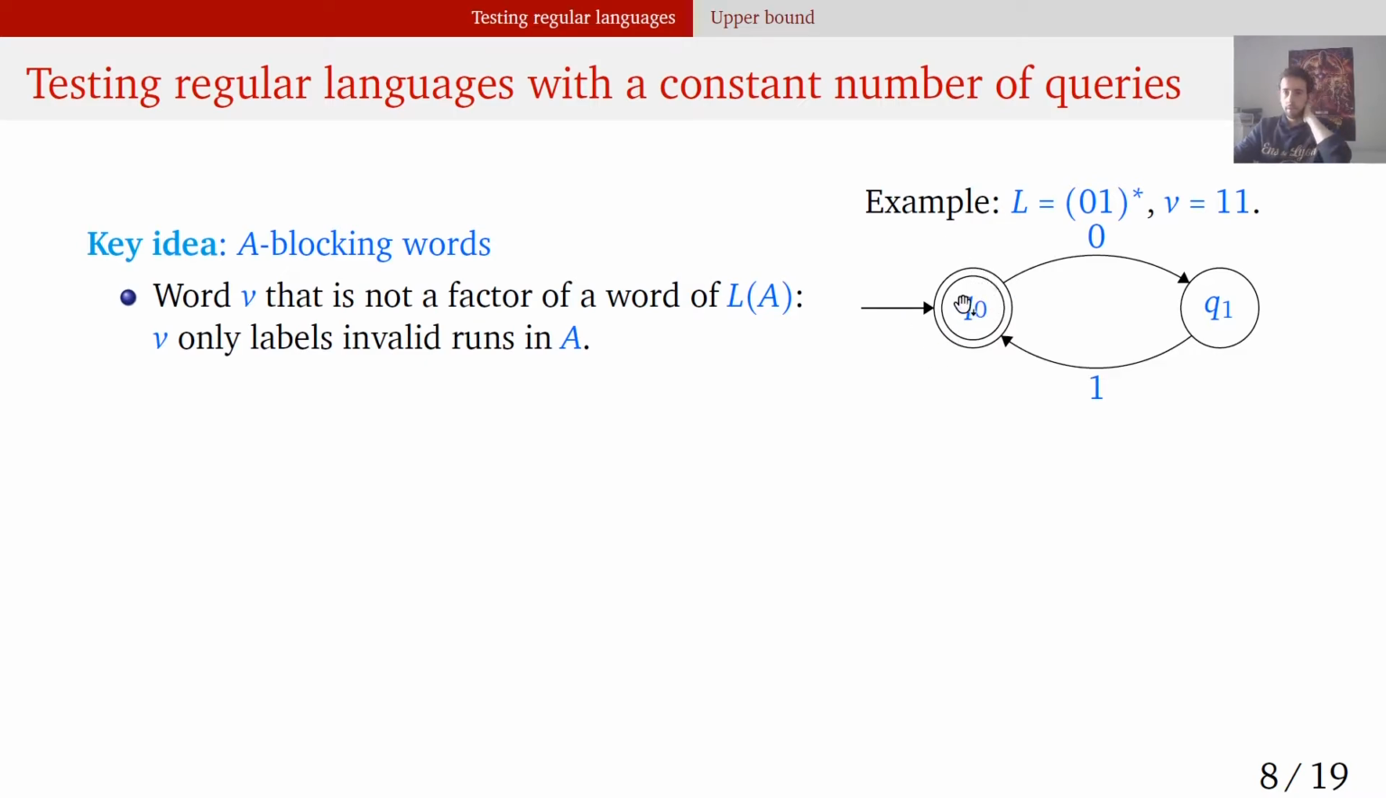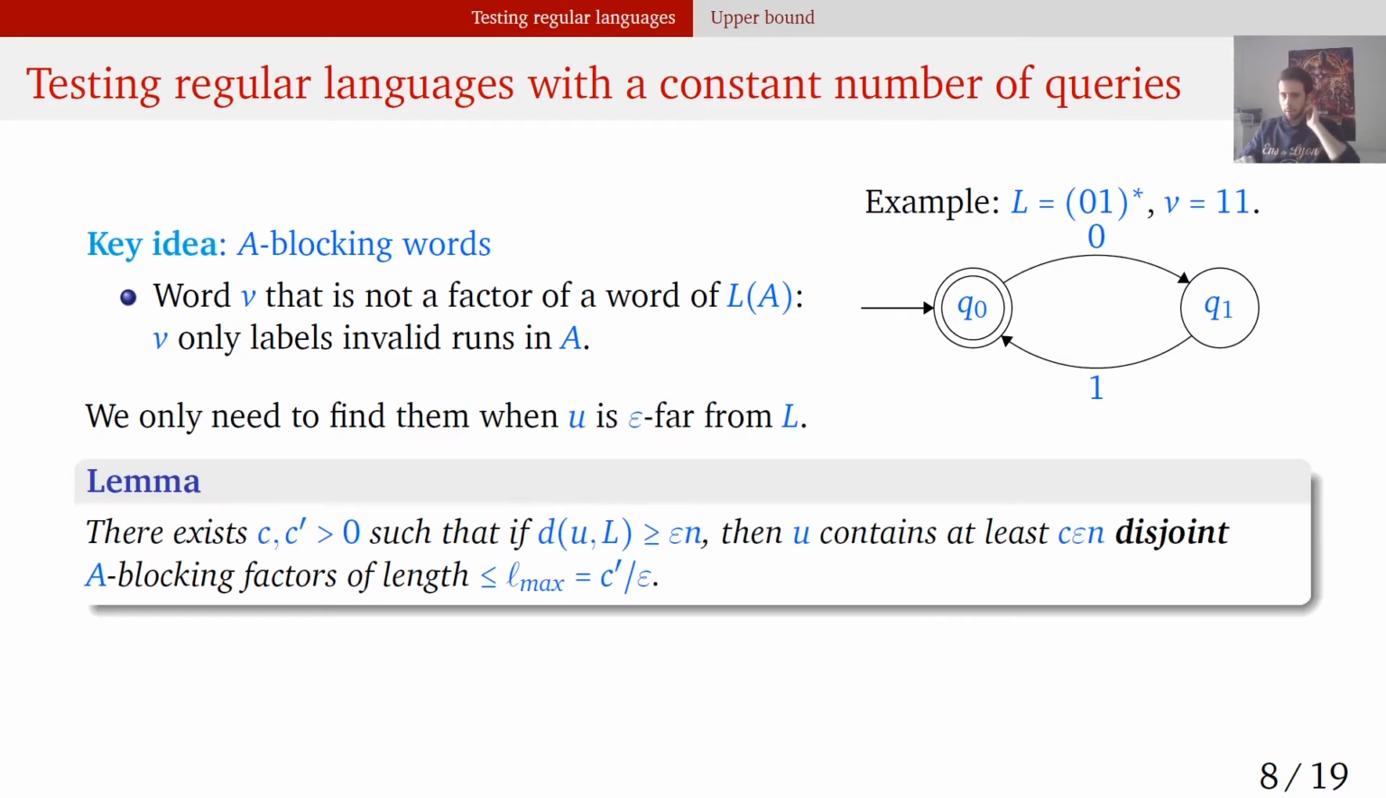So if we start here, there is no transition labeled by 1, so it's already invalid. And if we start here, first we use the first one to take this transition, and then we are stuck because there's no transition labeled by 1. So the idea of the algorithm is just to try to find a blocking factor in the word. If we don't find one, we just say, well, the word is in the language, and if we find one, we know it's not in the language.